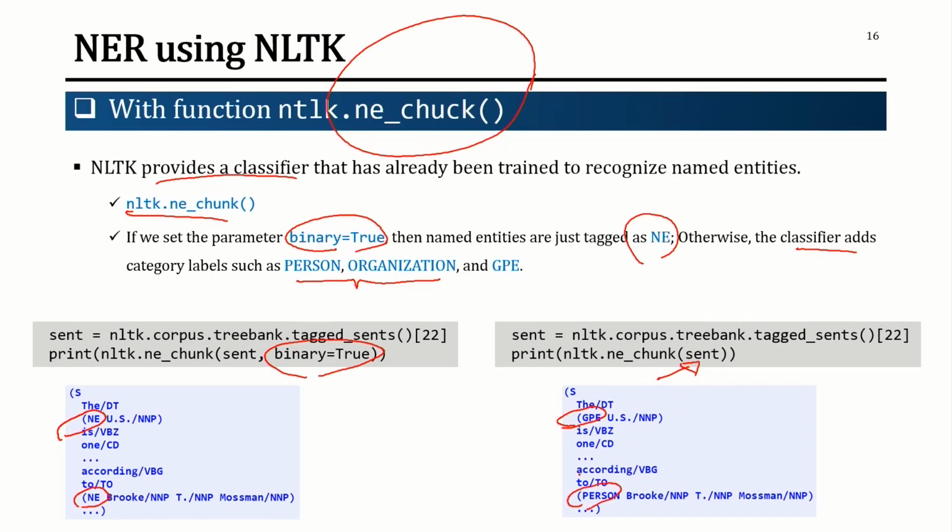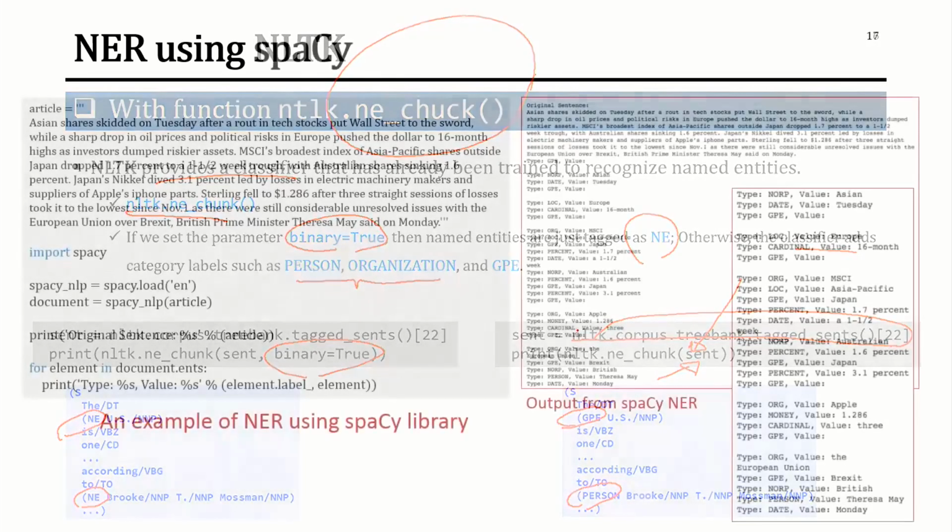To be able to use ne_chunk, we should provide a particular sentence. The sentence in this example, we obtain from the corpus treebank using this command. Anyway, you can use some other raw sentence as well.